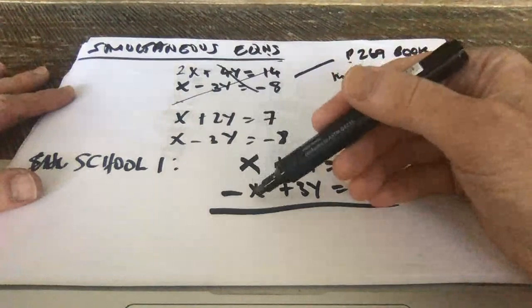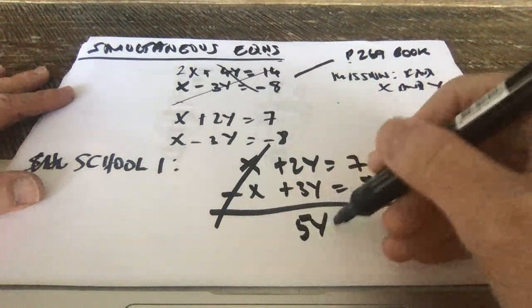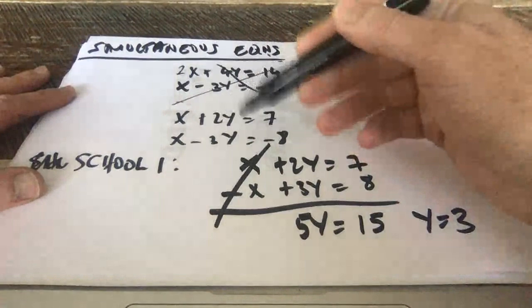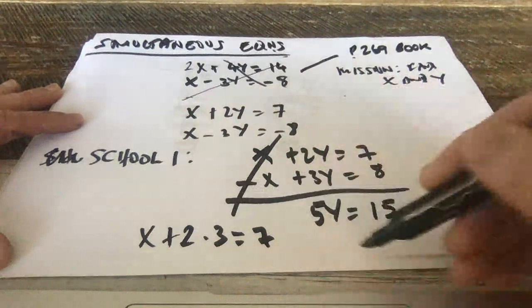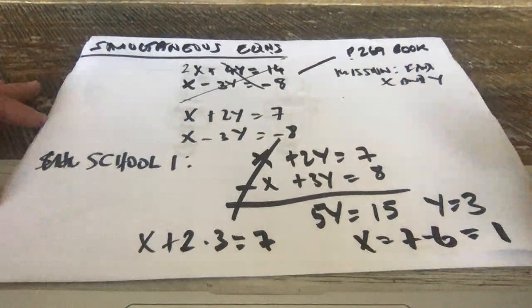You get 2y plus 3y, which is 5y, is equal to 15. So then y is equal to 3. And then you go back to any of these equations and replace y by 3. So let's look at the first one. You get x plus 2 times 3 is equal to 7. And then when you replace that with 6 and bring 6 over the side, you get x is equal to 7 minus 6, and you get 1. Boom, boom. So that's the way you do it. So x is equal to 1, y is equal to 3.